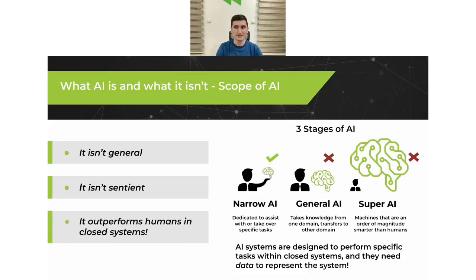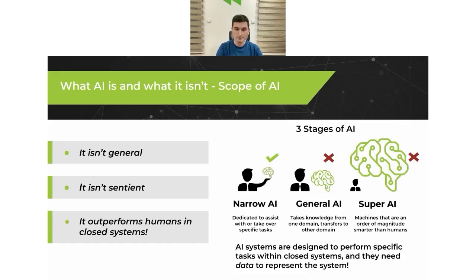Then, a slightly lower stage of AI is general AI, also known as artificial general intelligence. That one is pretty much about taking knowledge from one domain and transferring it to another one. Again, as we previously said, there is no such thing. AlphaZero, good at chess, very bad at business strategy. Not just bad, it doesn't know anything about it.